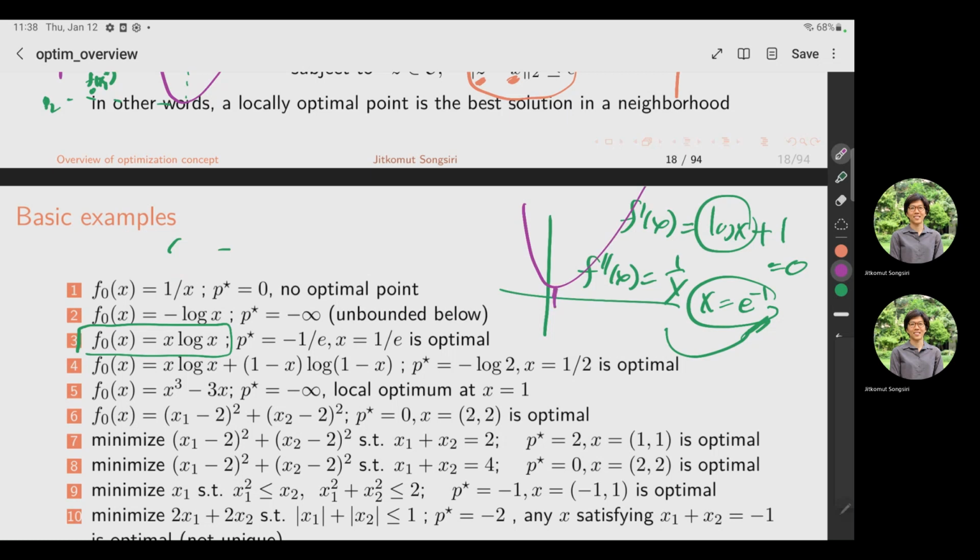For the fourth example, I hope you do it. That function, the fourth function, does it look very familiar to you? x log x plus (1 minus x) times log (1 minus x). What is that thing? Does it ring any bell? What is that?